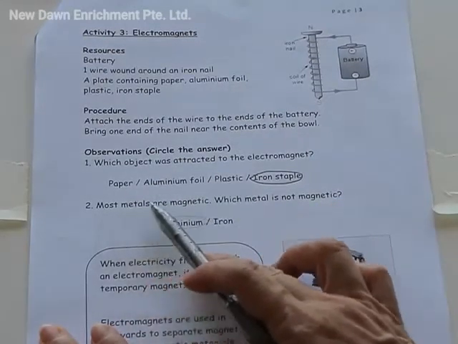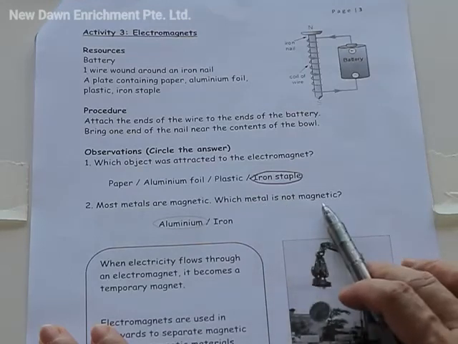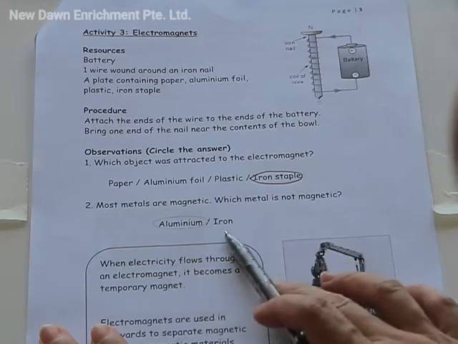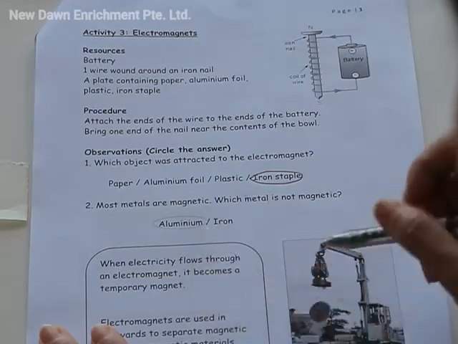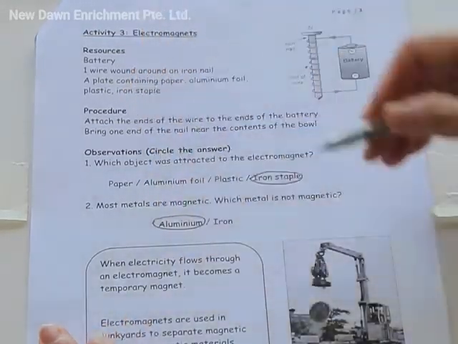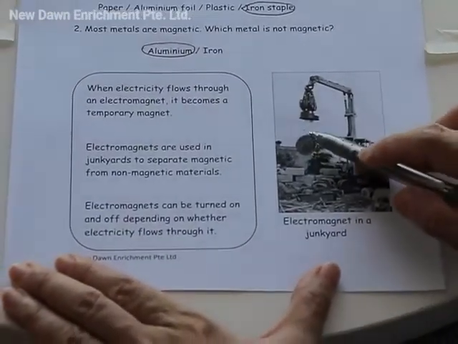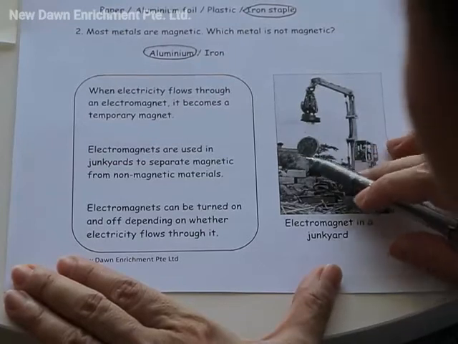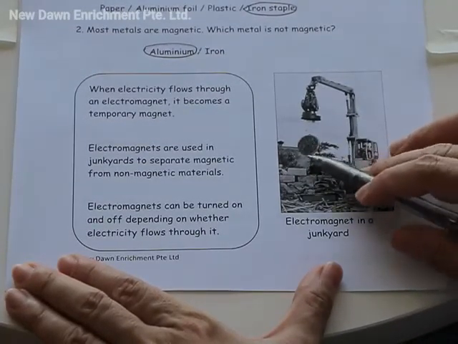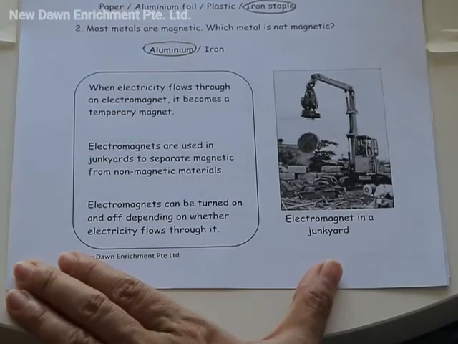And while most metals are magnetic, which metal is not magnetic? And we could see between aluminium and iron, these two are metals, but the aluminium was not attracted to the magnet. And so we have a picture of an electromagnet in a junkyard separating the metal pieces, the magnetic material, from the non-magnetic materials to be recycled. Either it can be melted down and made into other new objects.